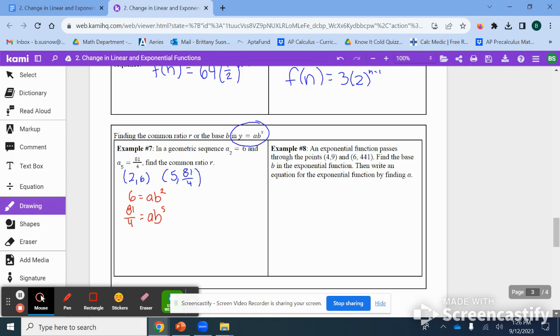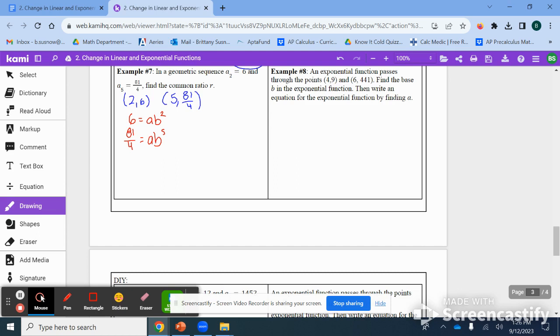Okay. Here's how we do this. What we're going to end up doing here is dividing these because our goal is to find out what a and b are. Okay. I'm going to actually reformat it so that the higher exponent is going to be on top when we divide. Here's what I mean. So we'll do 81 over 4 equals ab to the fifth, divided by 6 equals ab squared. So I have this long division symbol, okay? Here's why we do this.